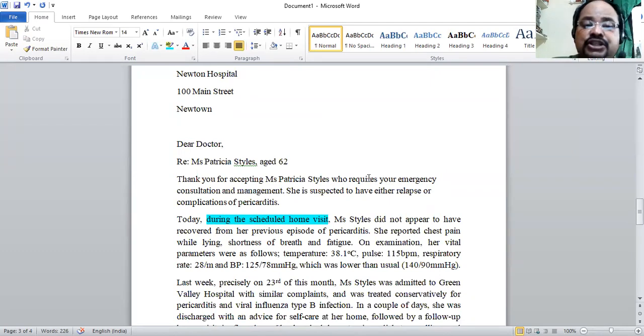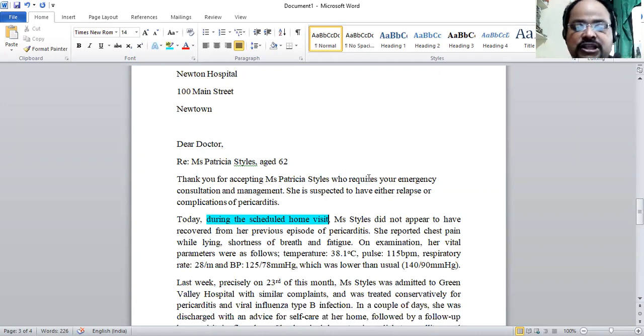During the scheduled home visit, Miss Stiles did not appear to have recovered from her previous episode of pericarditis. From this, it is clear that she had a previous episode of pericarditis, and you are the person visiting her at her home. So the background is clear now.